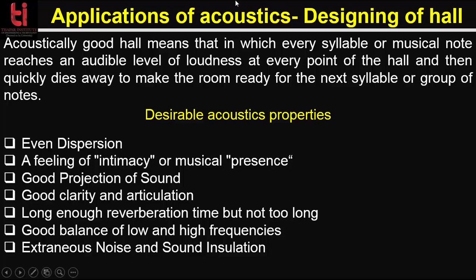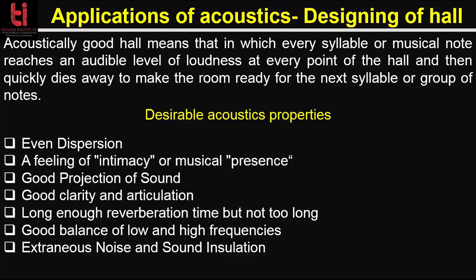Now I will discuss applications of acoustics, that is, designing a concert hall. An acoustically good hall is one in which every syllable or musical note reaches an audible level of loudness at every point of the hall and then quickly dies away to make the room ready for the next syllable or group of notes. To design a concert hall, we need to know the desirable acoustic properties of the hall. One is even dispersion. Sound evenly dispersed, with no prominent echoes and no significant dead spots or live spots in the auditorium, is more pleasing. A feeling of intimacy or musical presence is required, meaning the listener feels more a part of the performance and not isolated from it.